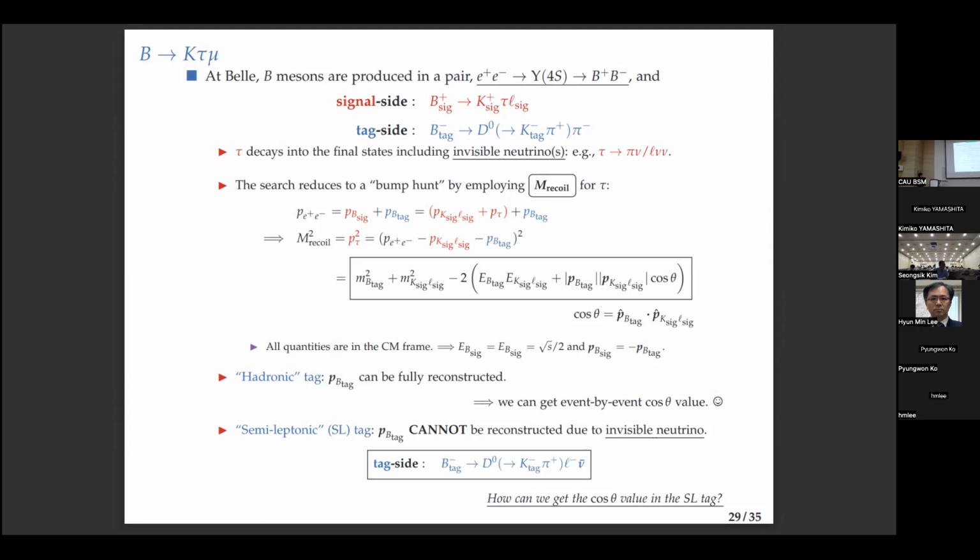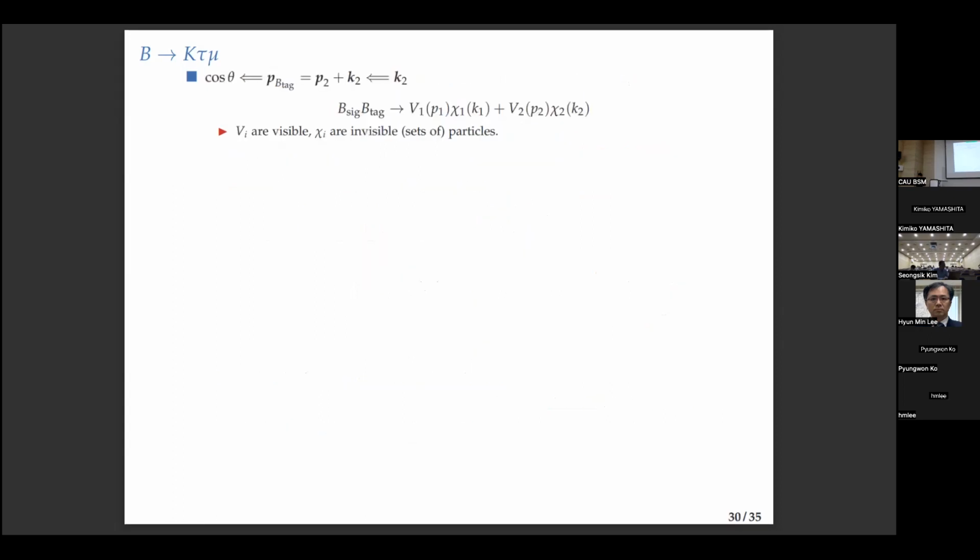So in the hadronic tag, everything is okay, but we consider the semi-leptonic tag, for instance B2D nu. Then we have a neutrino here, so we cannot reconstruct the flight direction of the B. In this situation, we have to find a way to get the cosine theta value. To calculate the value of cosine theta, we should estimate the momentum direction of the B tag. And to calculate this, we have to know the invisible particle momentum.